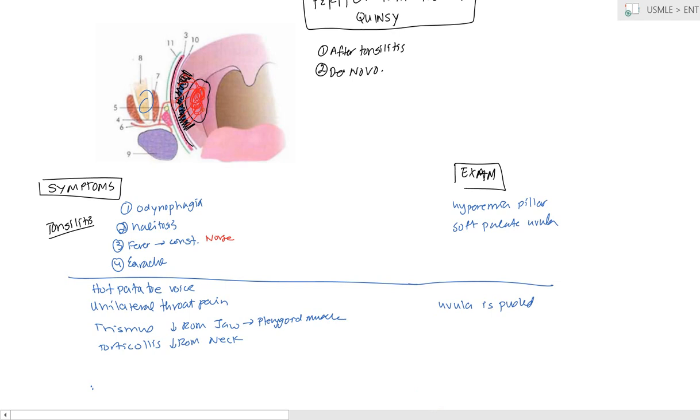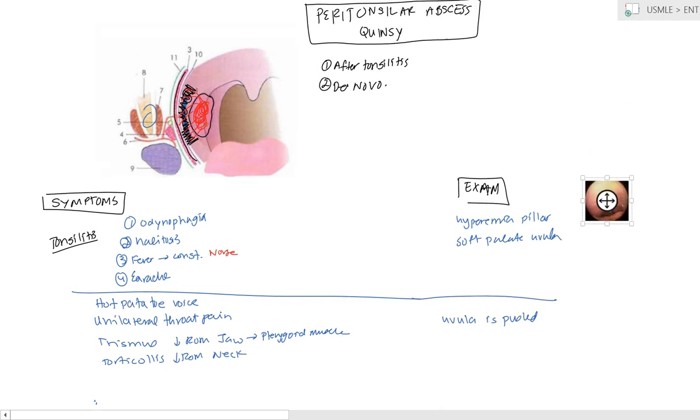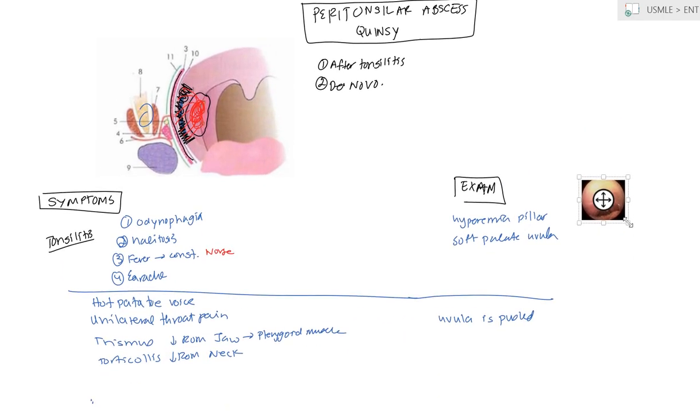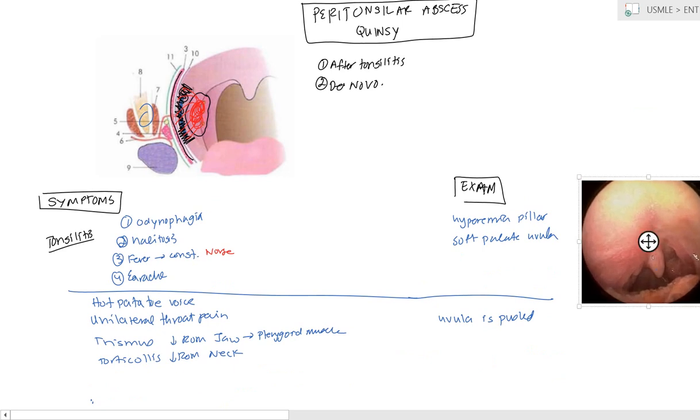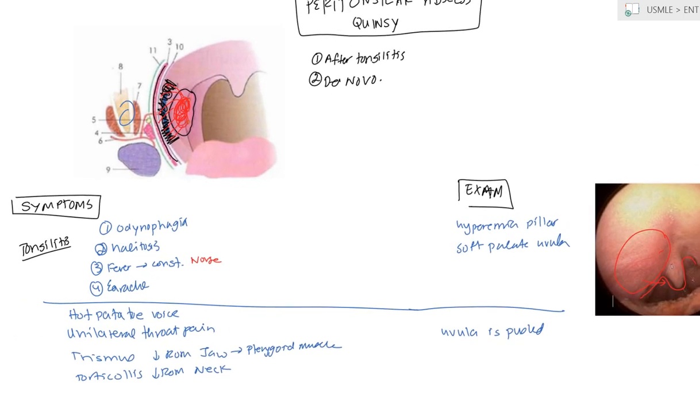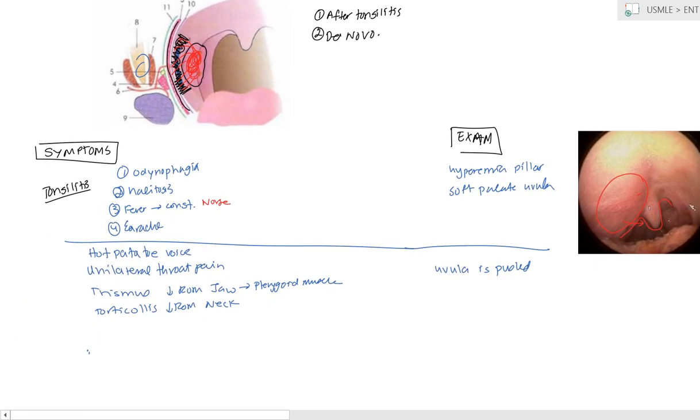And so here, this is what the throat would look like. What you can see here is the uvula is pushed towards that side. Okay, and also if you notice, this isn't the tonsil, this is in front of or to the side of the tonsil. And that's going to be a big feature. In tonsillitis, you won't see that at all.